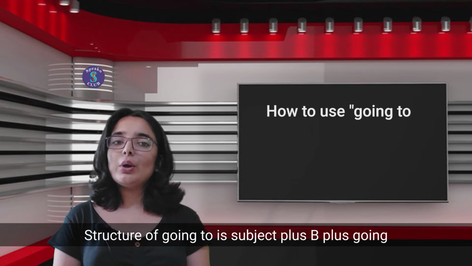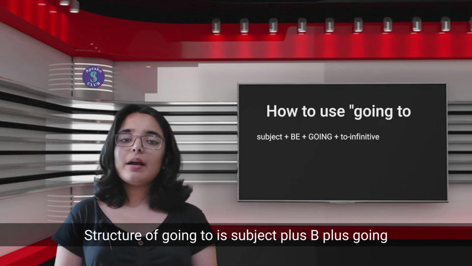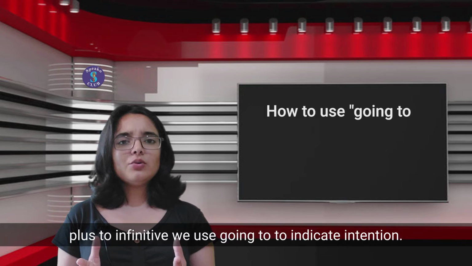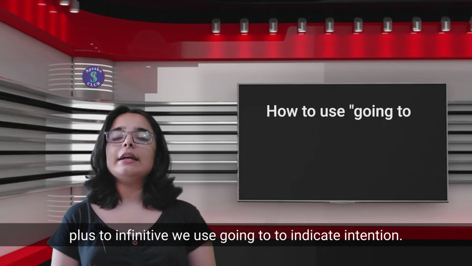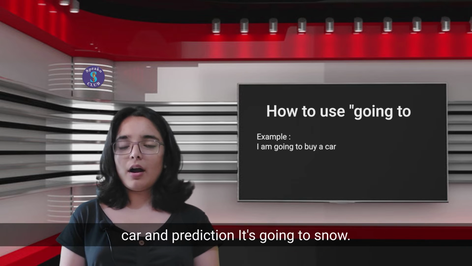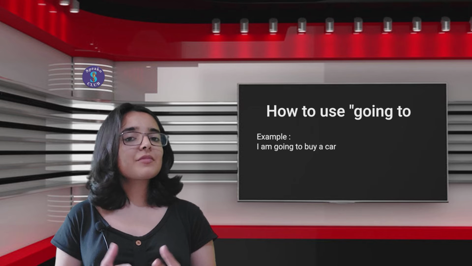The structure of going to is subject plus be plus going plus to plus infinitive. We use going to indicate intention. Example: I am going to buy a car. And prediction: it's going to snow.